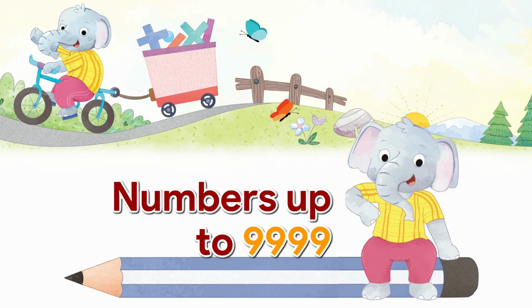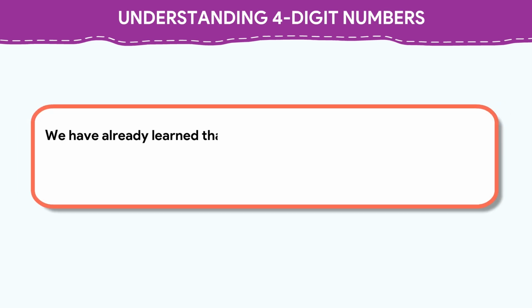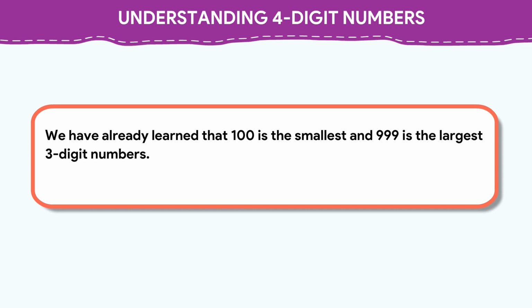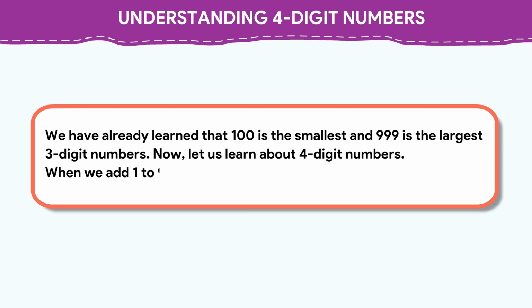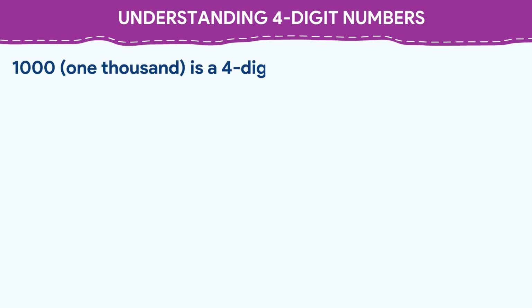Numbers up to 9999. Understanding 4-digit numbers. We have already learned that 100 is the smallest and 999 is the largest 3-digit number. Now, let us learn about 4-digit numbers. When we add 1 to 999, we get 1000. 1000 is a 4-digit number.